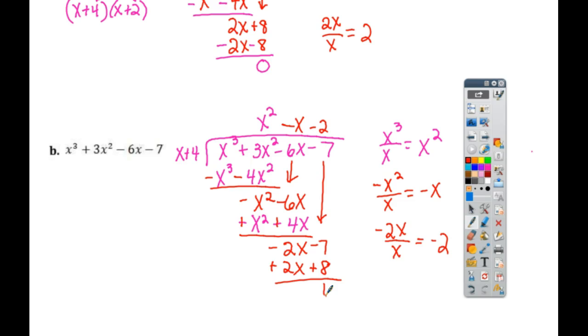So this is the remainder, right? Because we ran out of numbers now. So this is how you're going to write it. We're going to have this. This is what we divided by. And so you put the 1 over what we divided.